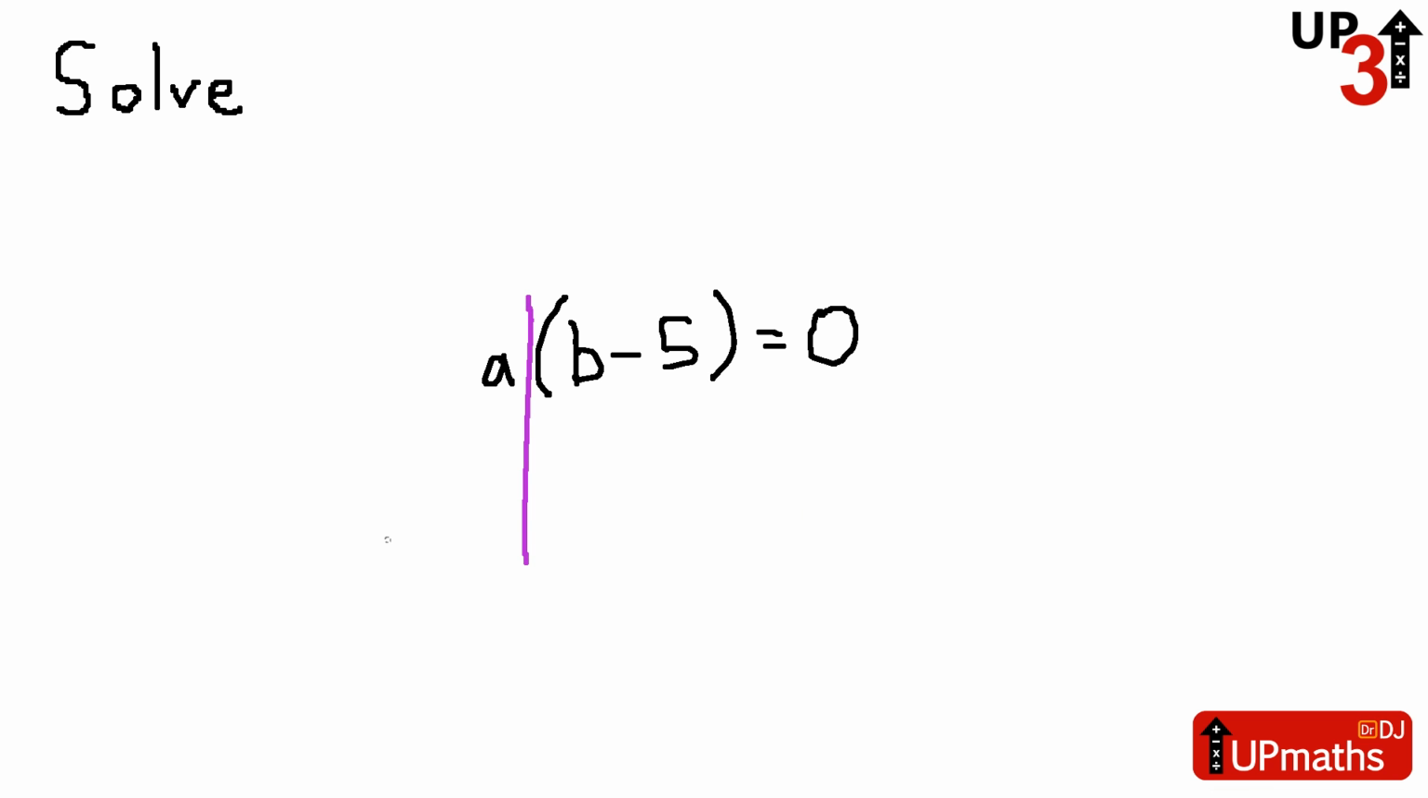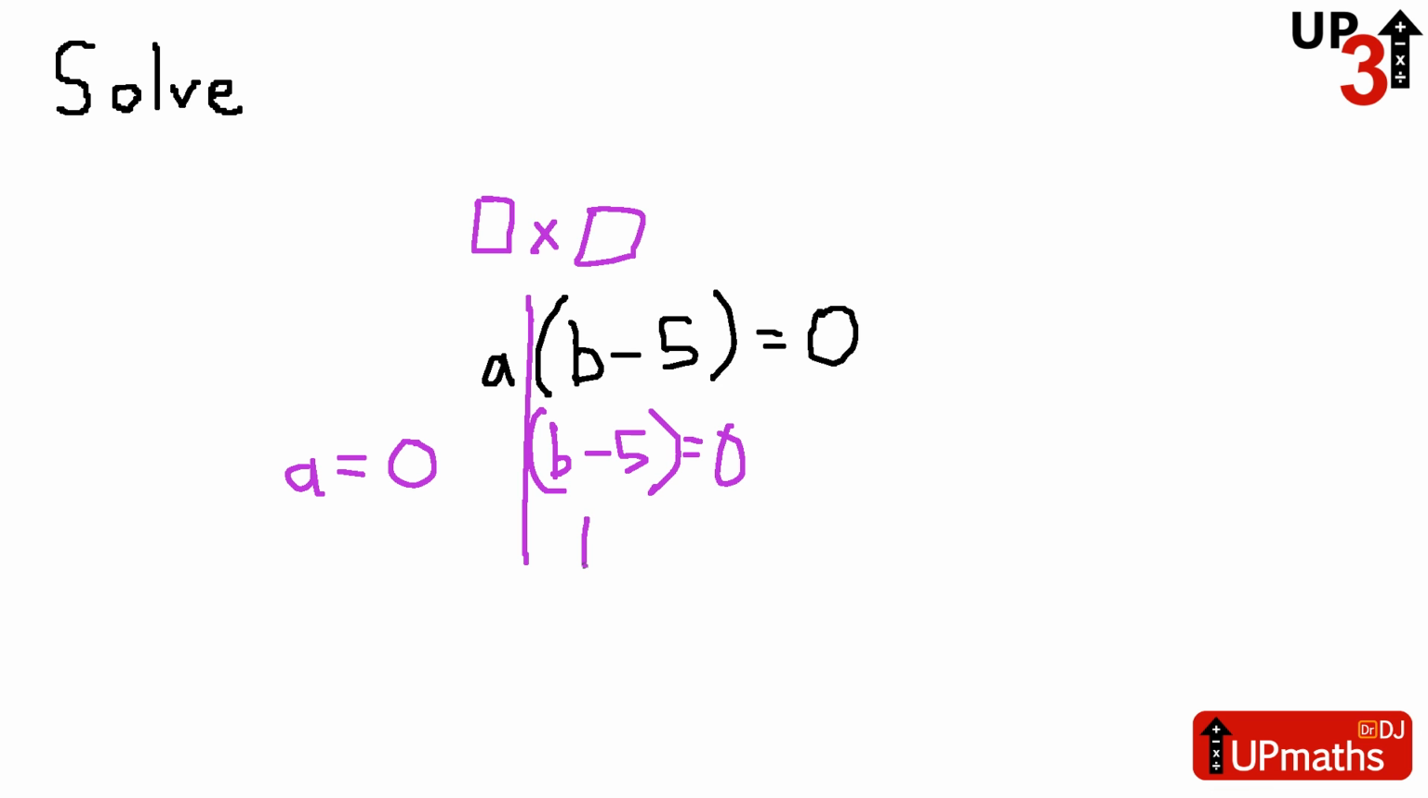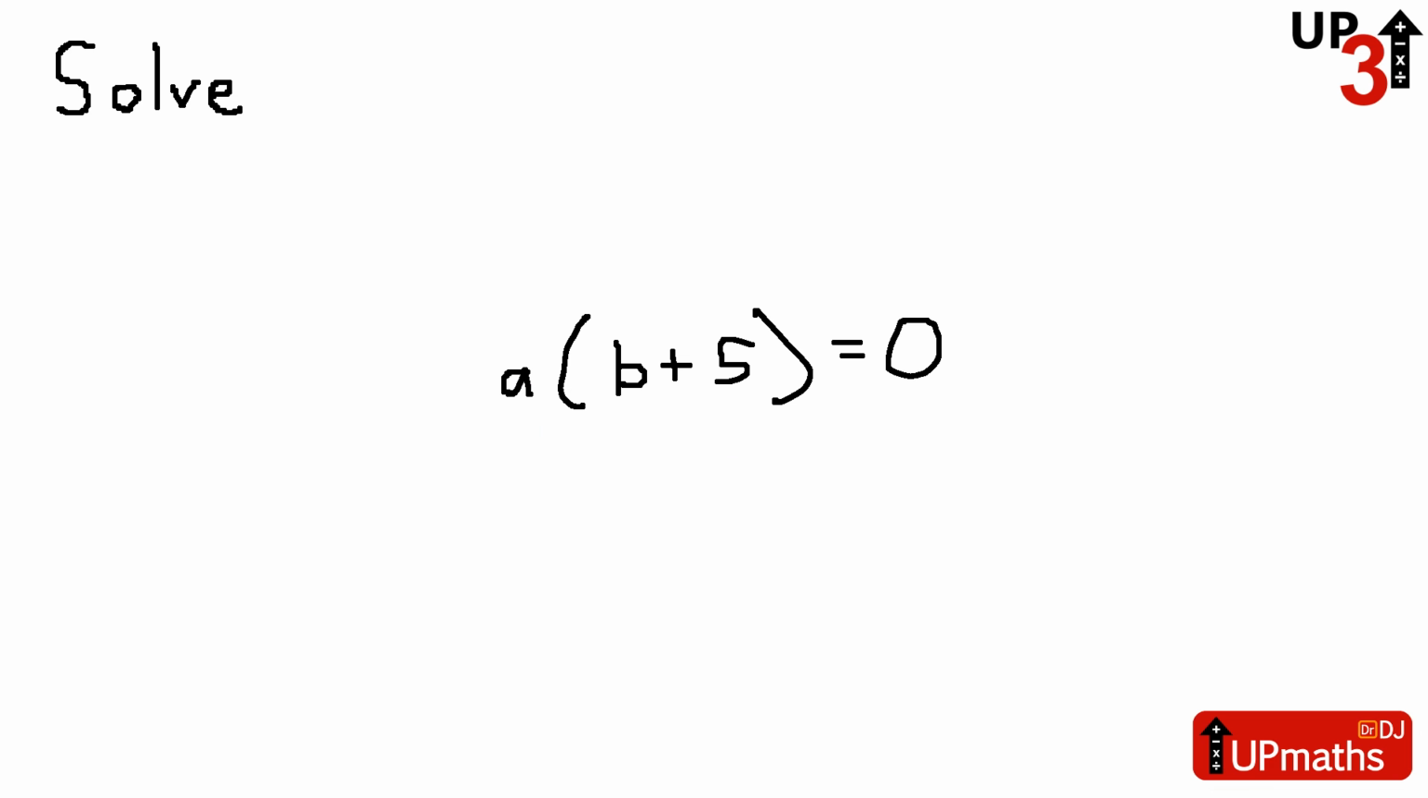I'll draw a little line down here because I just like to separate it out. Well, that means that either that is 0 or that is 0. One of the two has to be 0 because you've got two things multiplied together. And by the way, that would mean that b is 5, yeah, because 5 minus 5 is 0. What about the next one?